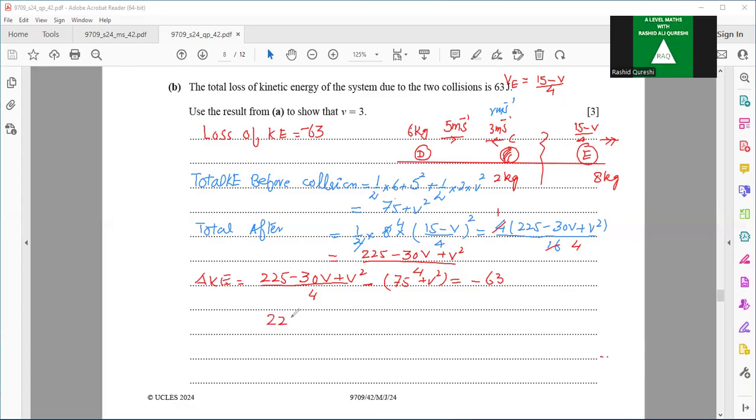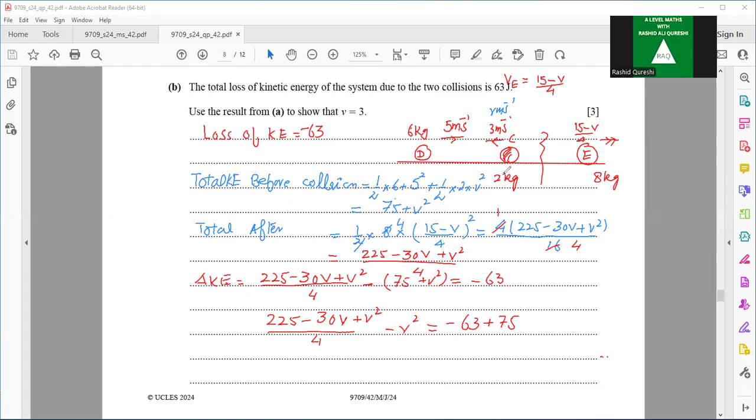Take the LCM, try to simplify what is over here. So 225 minus 30V plus V square divided by 4. On the other side, it becomes minus V square over here. That is, minus V square is equal to minus 63, and minus 70 becomes plus 75. So what will be the answer over here? Minus 63 plus 75.